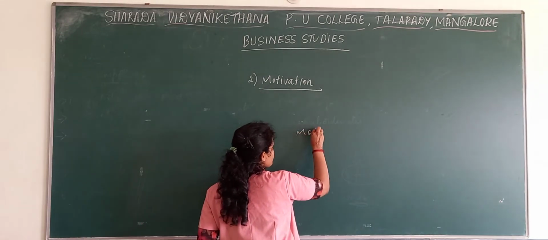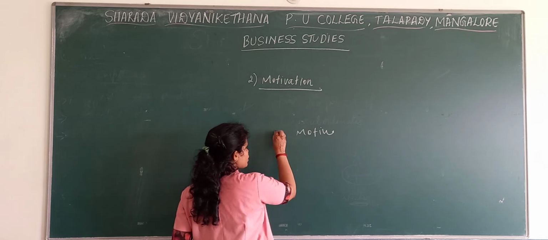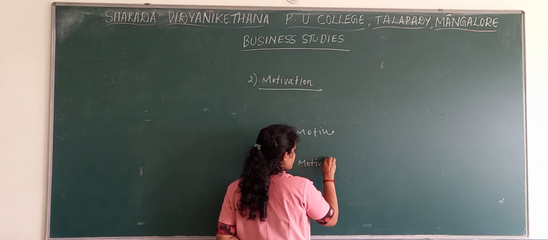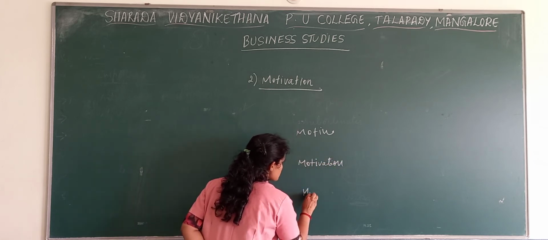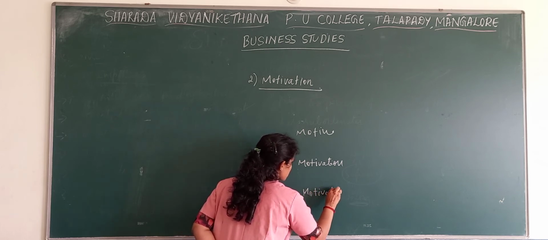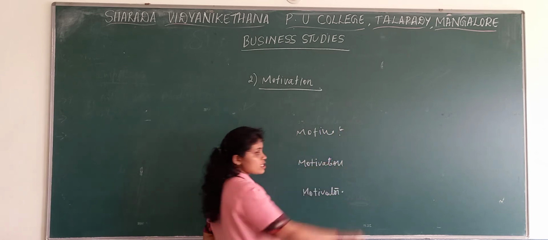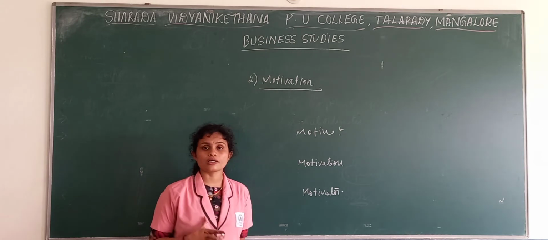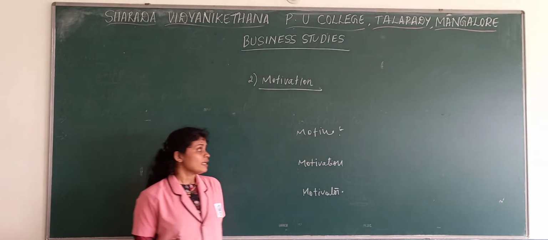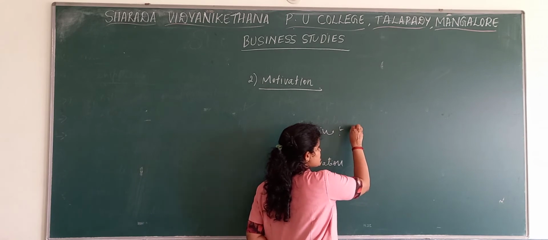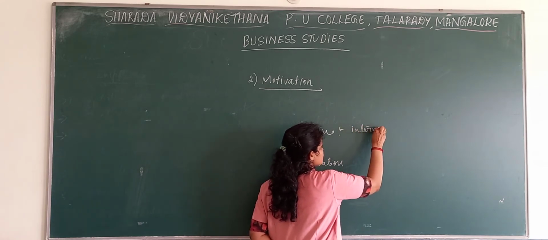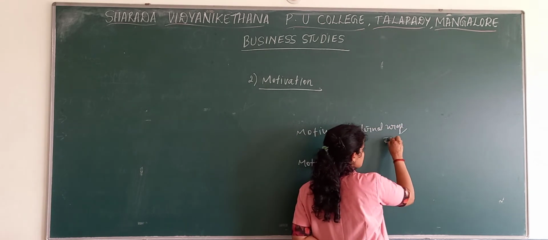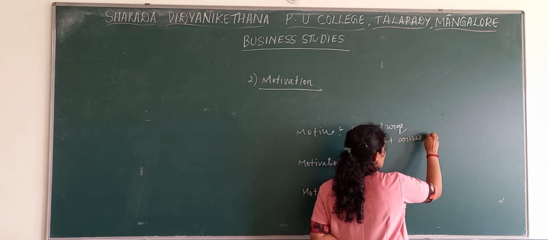The first is motive. Then comes motivation. Then comes motivator. Now, what is the motive? Motive is an internal urge of a particular person or human being. It arises out of needs. It's an internal urge of any person.